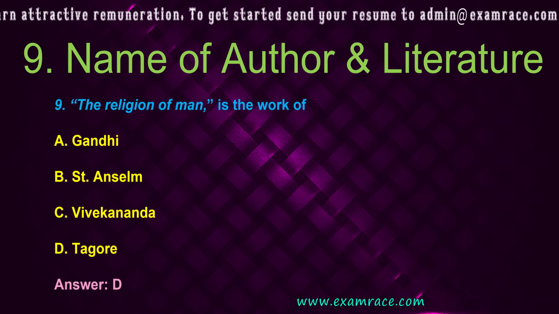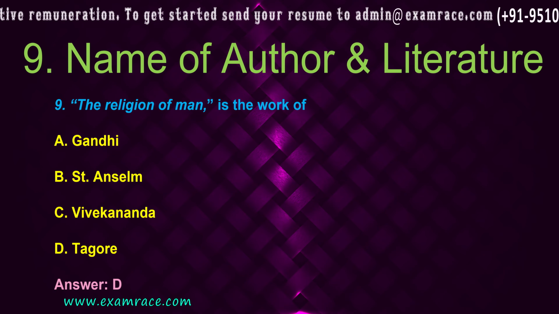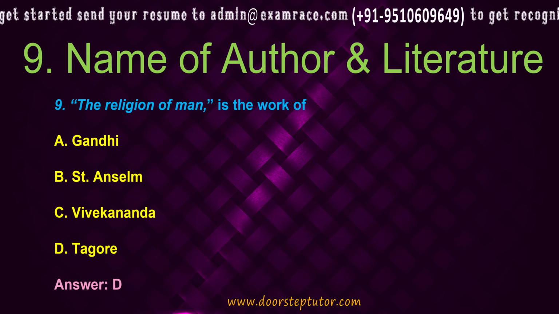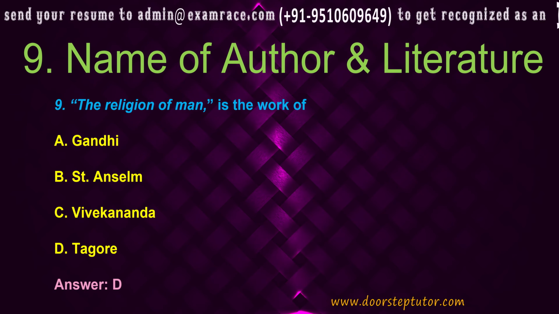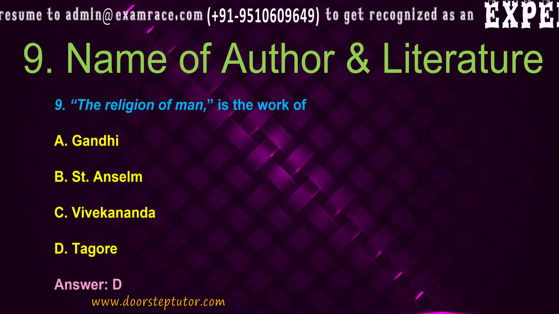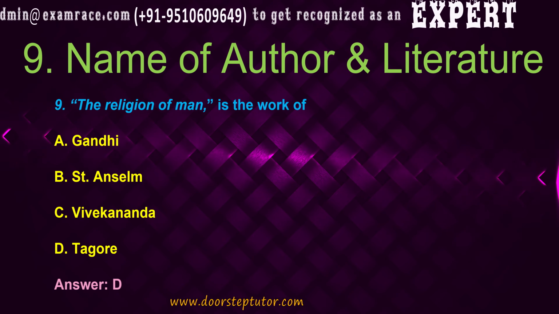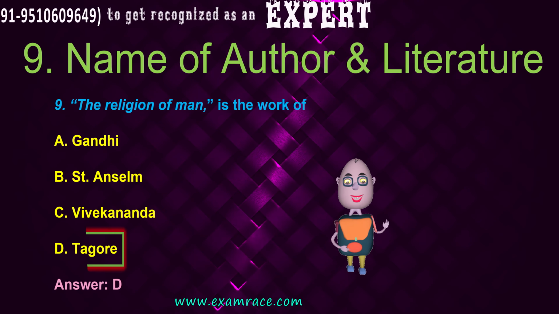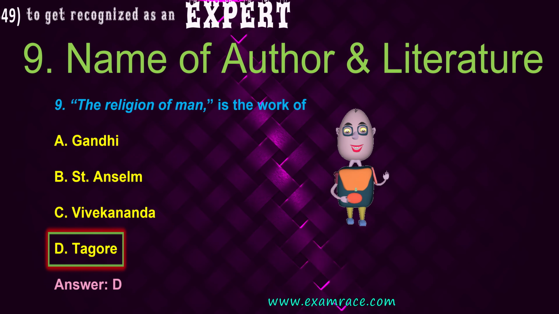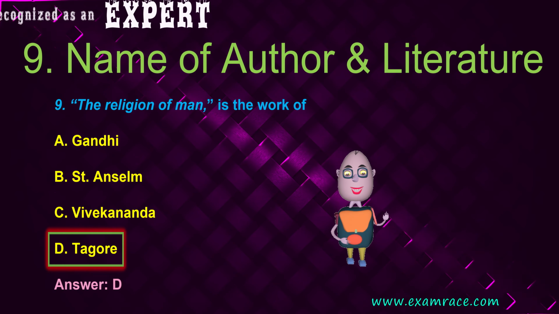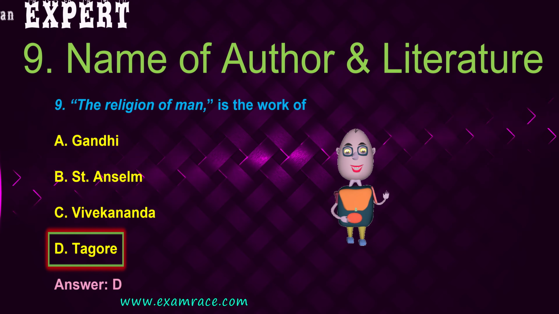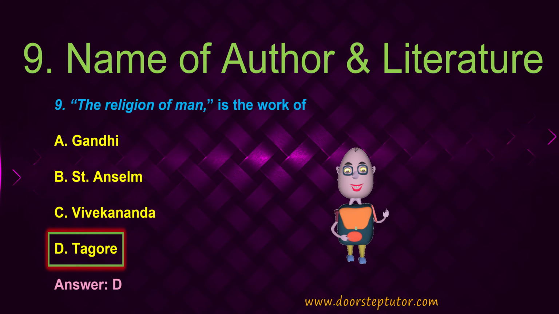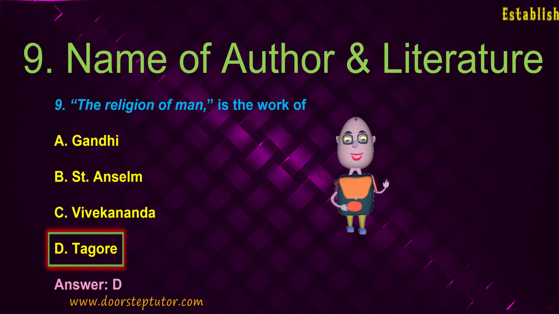The ninth kind of question is based on the pattern of the names of authors and literature. For example, The Religion of a Man is the work of A. Gandhi, B. Saint Anselm, C. Vivekanand, D. Tagore. The correct answer is D. Tagore. Tagore wrote a number of books. Some of them are The Religion of a Man, My Reminiscences, etc.